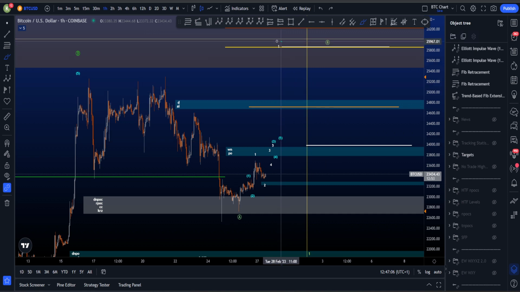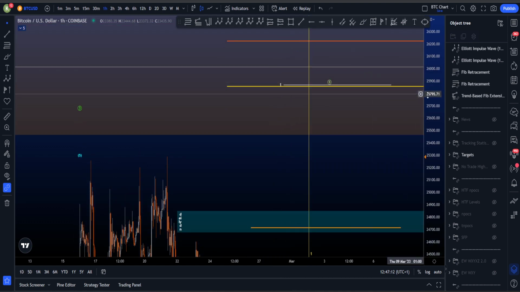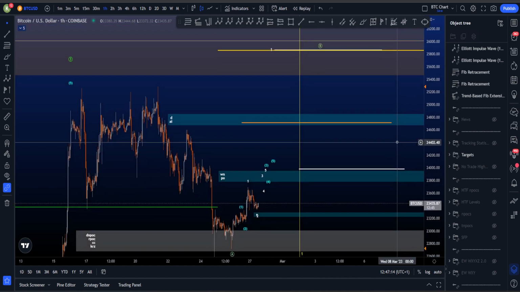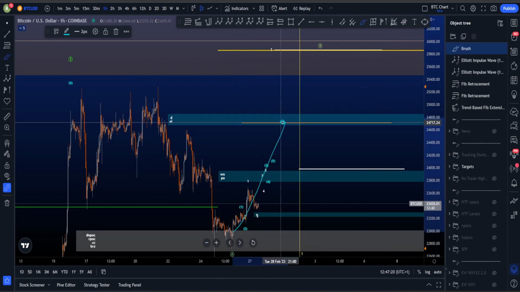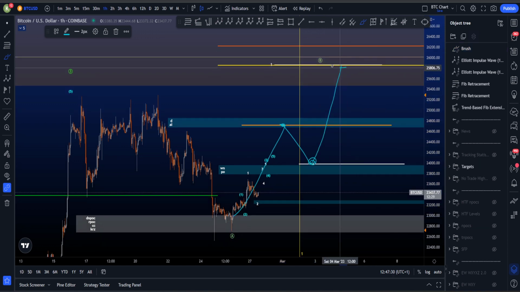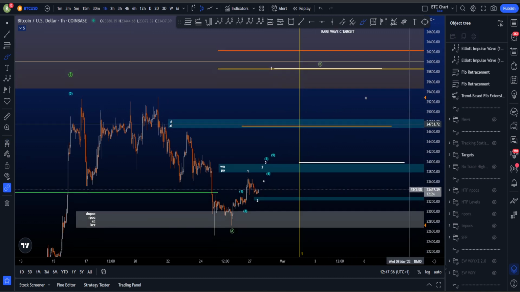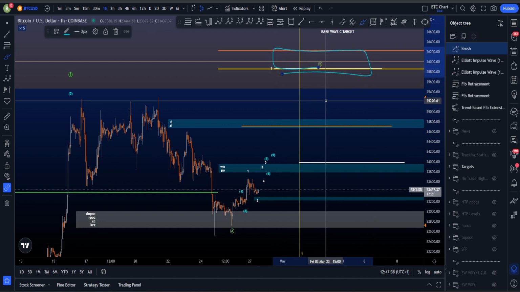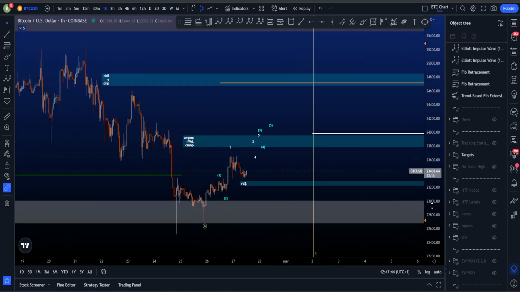Now a zigzag has a 1-to-1 target, and you can see on this yellow line over here the 1-to-1 extension. So I've been thinking ahead: how high does price need to go in order to then retrace to a certain level, which then leads to the 1-to-1 target of this 5-3-5 getting into this area. The 1-to-1 trend-based Fibonacci extension over here needs to end somewhere in this area, which is the target for wave B.